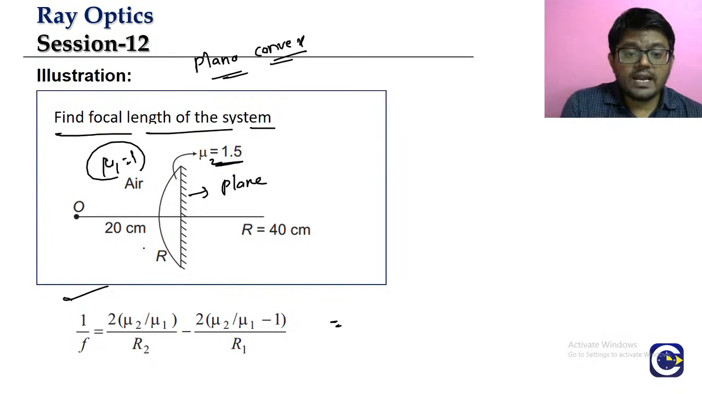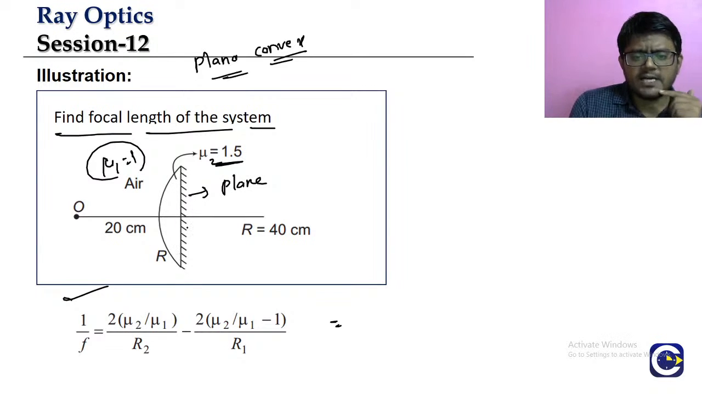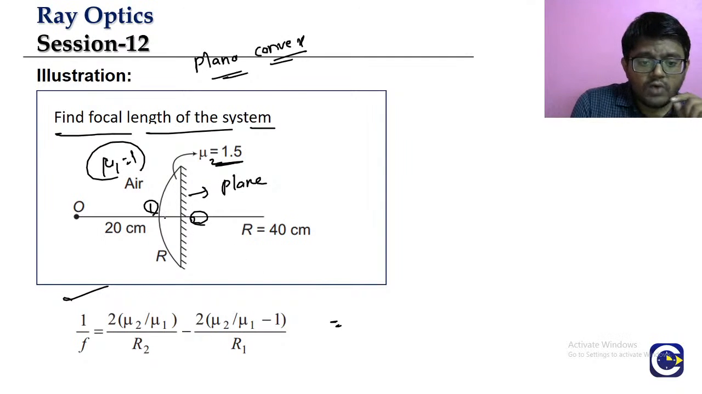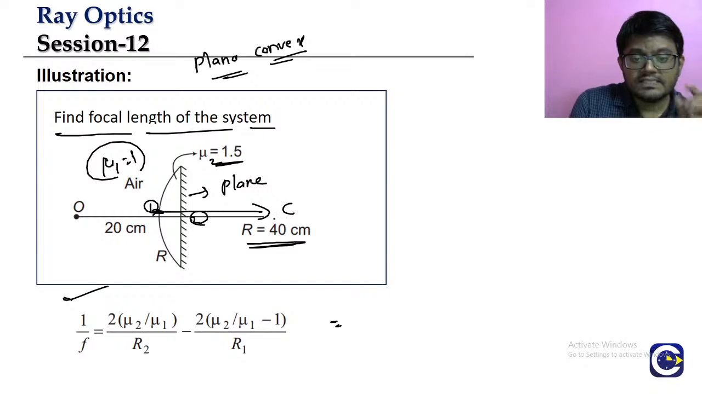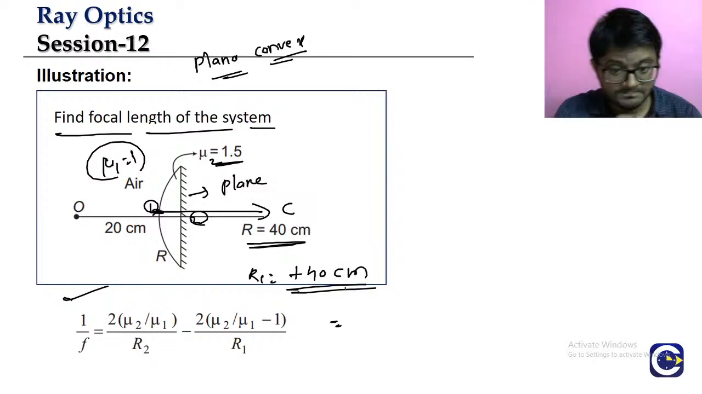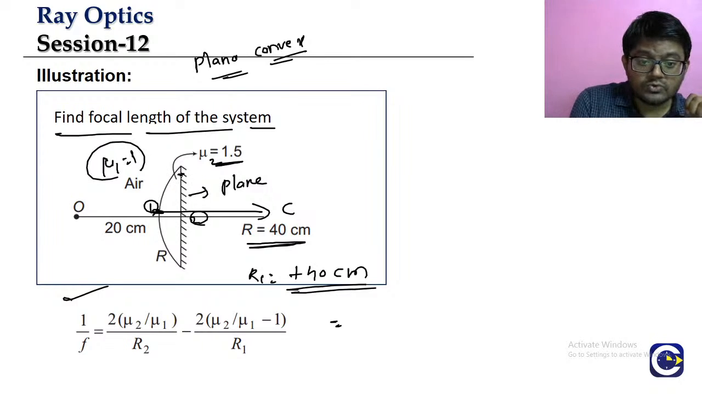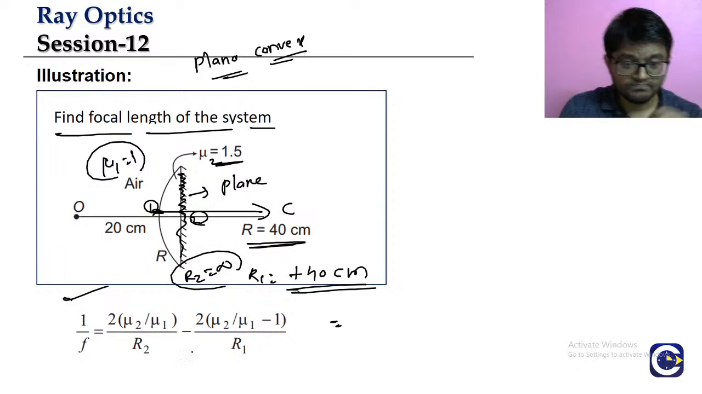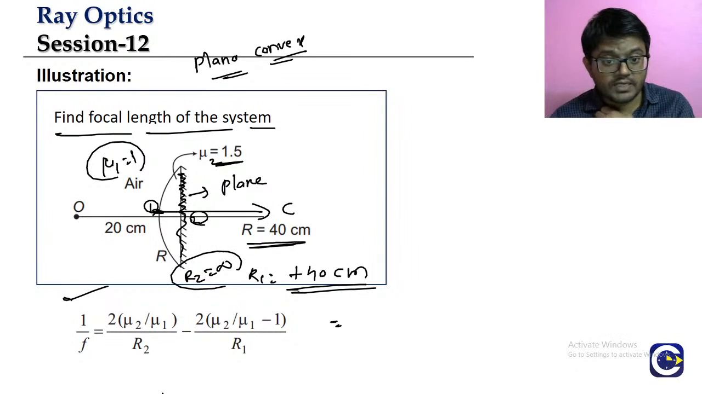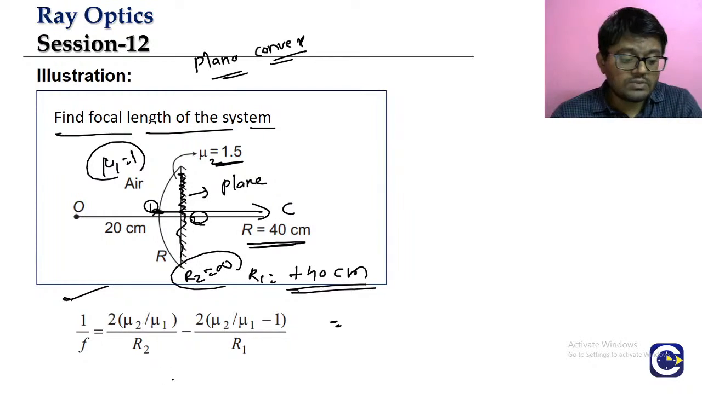Okay, and look at this. This is surface 1, surface 2. What is R1? The center will be on the right side, so R1 will be equal to plus 40. What about R2? The second surface is plane, right? It means R2 will be infinity. Okay, so we'll just have to substitute.